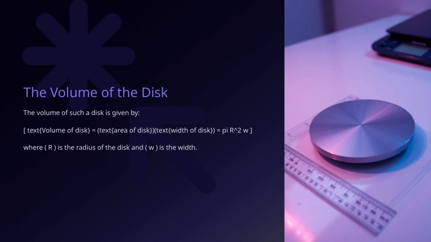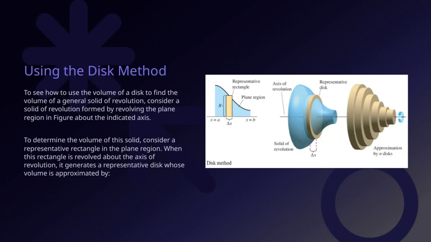Remember, this approach is fundamental when we're working with disks in volume calculations, especially in applications like solids of revolution. By understanding how the radius and width influence the volume, we can better grasp how these shapes behave in three-dimensional space. To determine the volume of this solid, consider a representative rectangle in the plane region. When this rectangle is revolved about the axis of revolution, it generates a representative disk. The volume of this disk can be approximated by considering its cross-sectional area times its thickness.